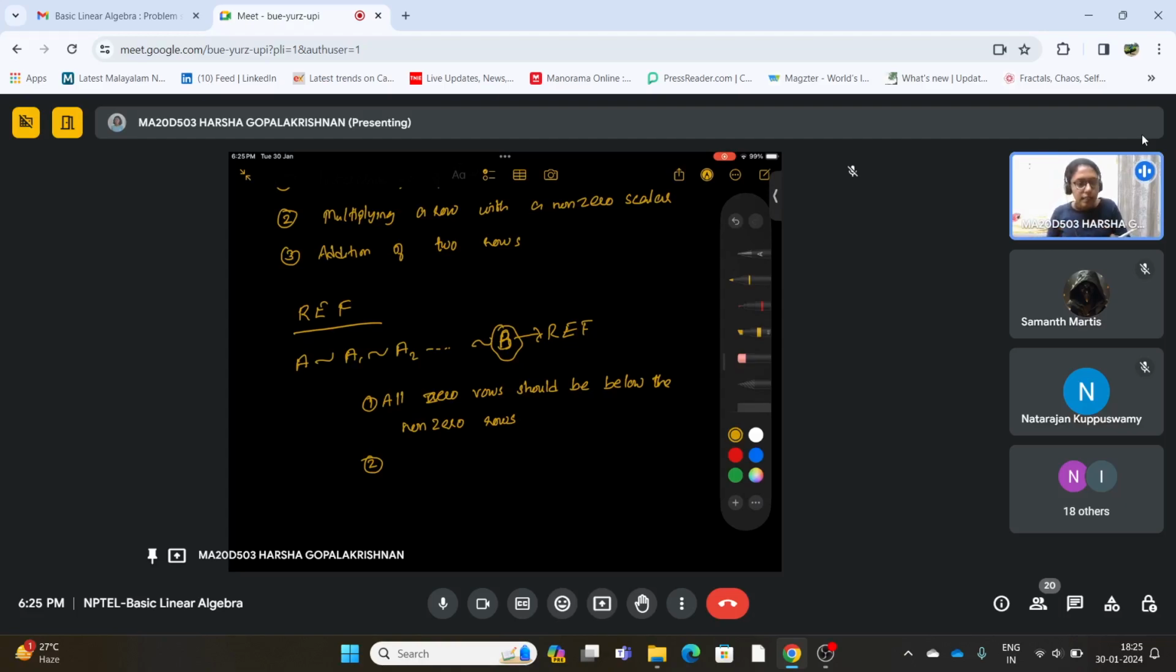Now the next condition is, if we have r non-zero rows, the first non-zero entry of some kth row, if I am taking some kth row, that entry, okay, maybe I will explain it.